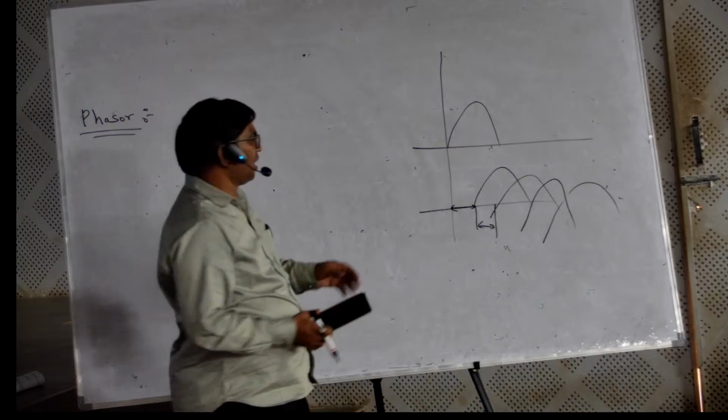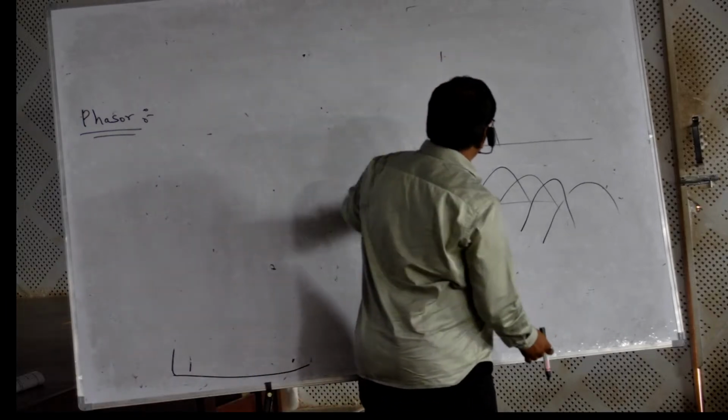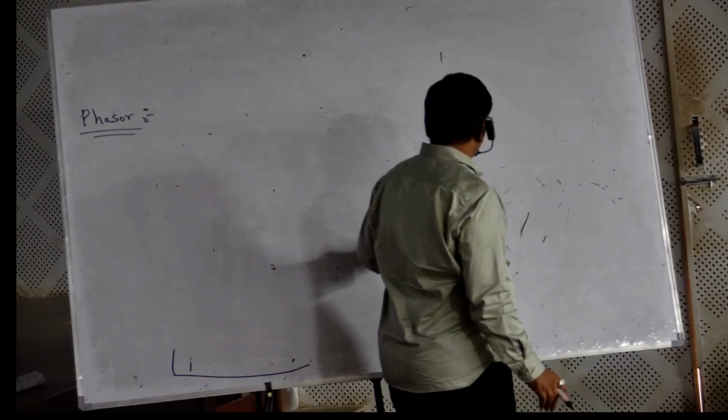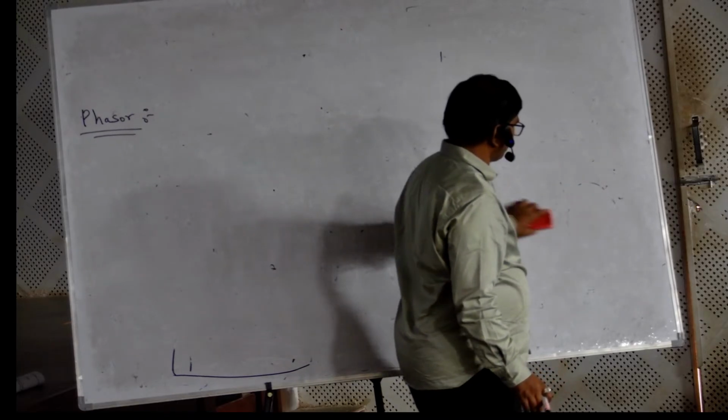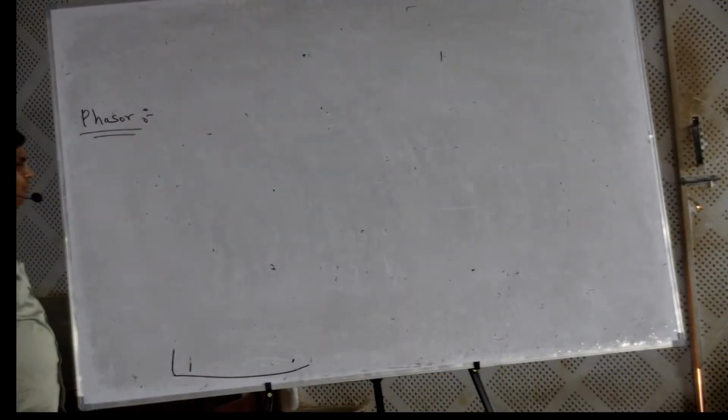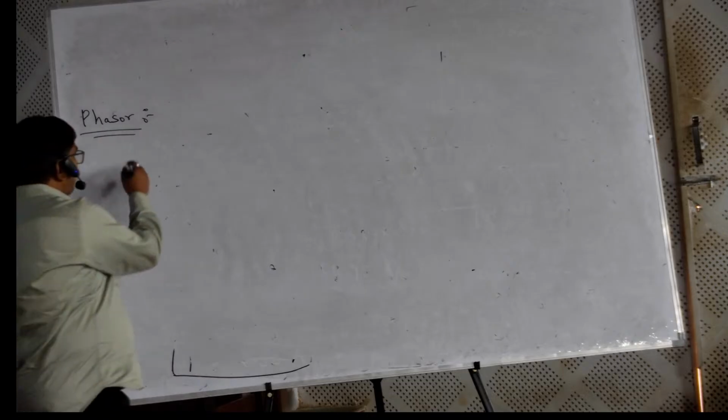Every time it is difficult to draw the sine wave for the voltage waveform, current waveform and power waveform. It is very difficult to draw the sine waveform with respect to voltage, current and power. Now, instead of drawing the sine waveform, we will draw the phasor diagram. What is meant by phasor? Simply, I'm drawing a sine wave here.